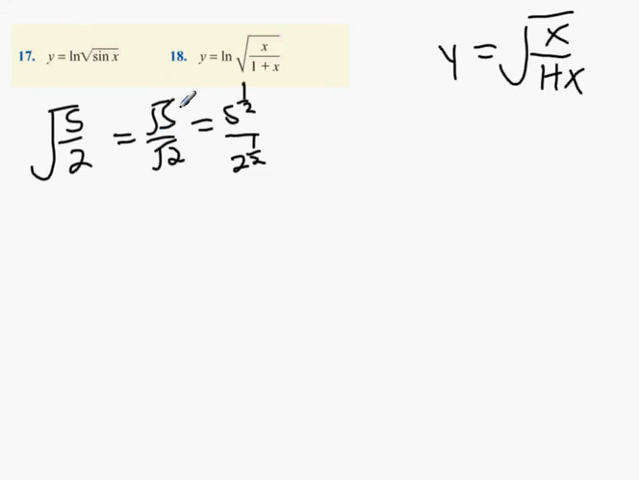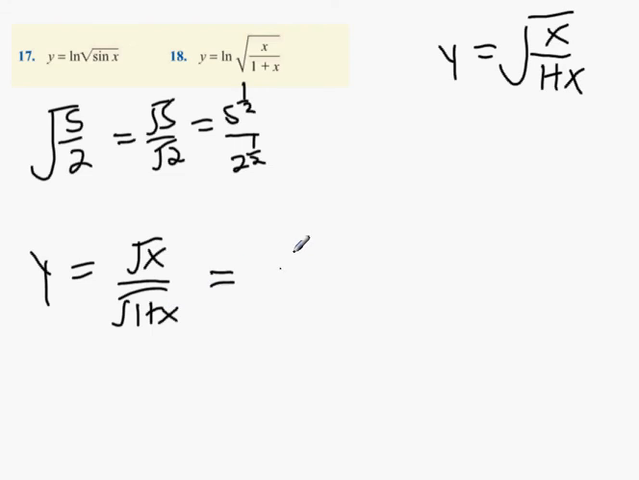Root of anything is that thing to the power of a half. Okay? And surds can be broken up. Any surd fraction can be broken up as a surd on the top, surd on the bottom. Every time. Using this knowledge, I'm going to say root x over root x, 1 plus x.